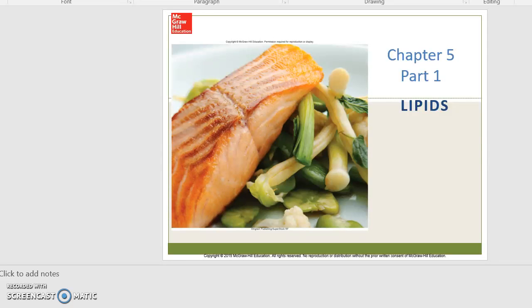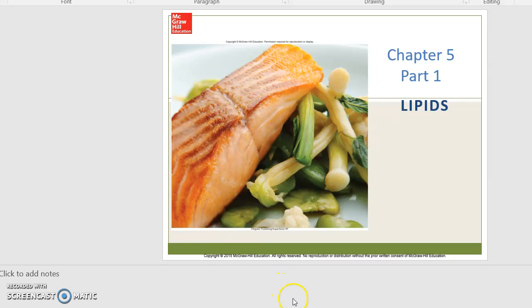Hi, this is our chapter 5 on lipids, a quick introduction. Basically, lipids are a category that include fats. Fats might be thought of as solids at room temperature, whereas lipids include both solid and liquid, so it's incorporating oils as well.